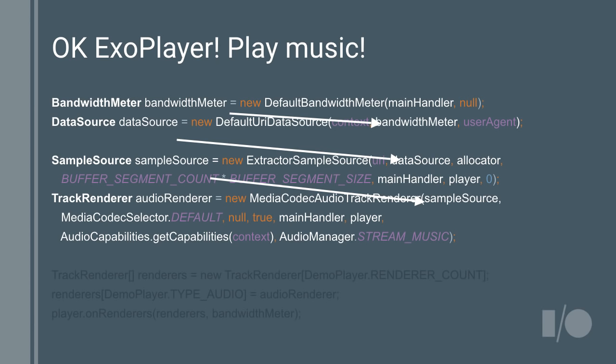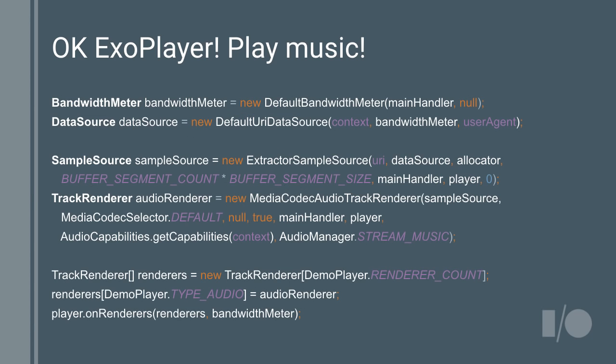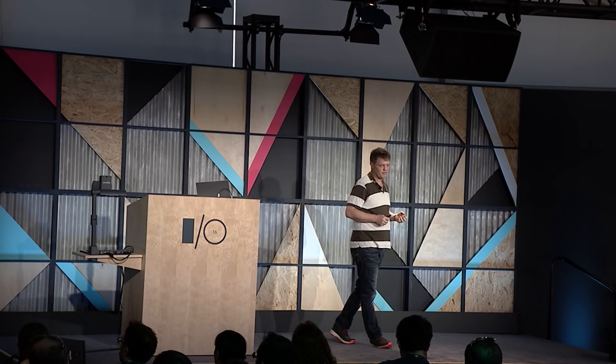So once we have this audio renderer, or this track renderer for audio, we need to register those renderers in the ExoPlayer itself. So we create an array of track renderers, assign the audio renderer to one of the positions of this array, and then we pass it to the onRenderers method.